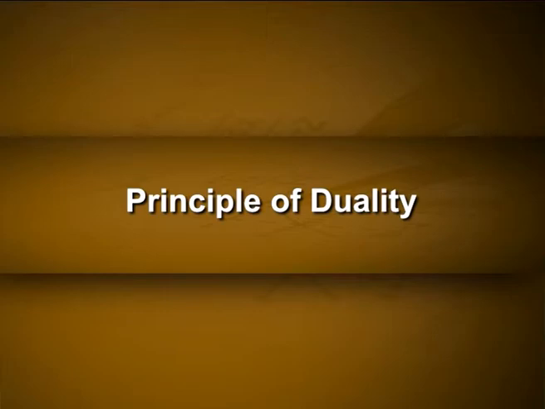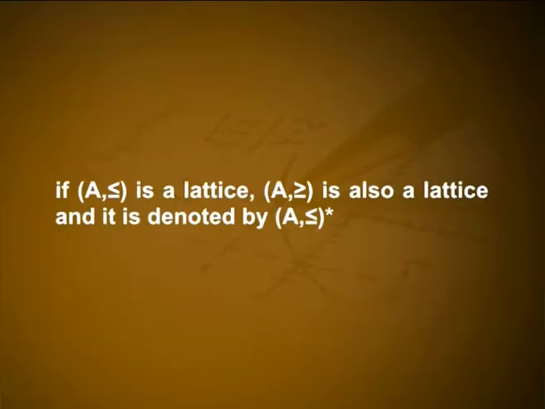Principle of duality. Let (A, ≤) be a partially ordered set, and let ≥ be a binary relation on A defined as, for any elements a and b in A, a ≥ b if and only if b ≤ a. Then it can be seen that (A, ≥) is also a partially ordered set. Furthermore, if (A, ≤) is a lattice, (A, ≥) is also a lattice, and it is denoted by (A, ≤)*. We note that both these lattices are closely related, and so are the algebraic systems defined by them.